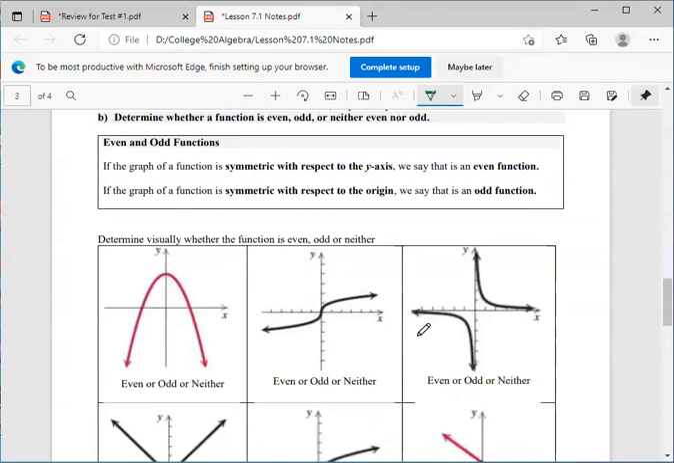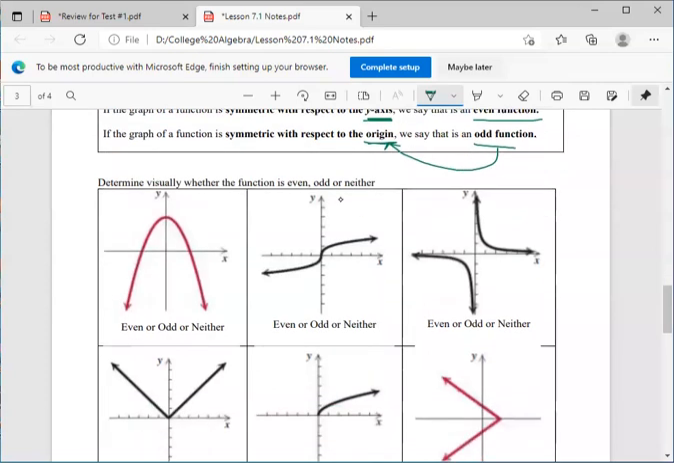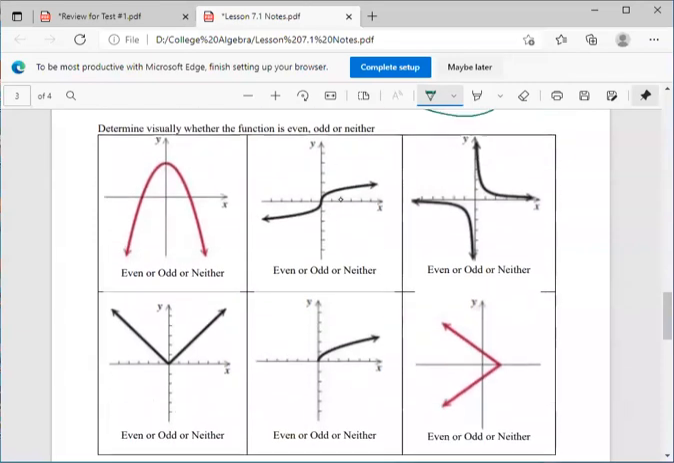Okay, so these words are important. Sometimes functions can be even, sometimes they can be odd, or sometimes they can be nothing. If a function is even, it is symmetric across the y-axis. If a function is odd, it is symmetric across the origin. If it is symmetric across the x-axis, it is nothing. We don't care. So if you get one that's symmetric across the x-axis, the answer is going to be nothing. Okay, so y is even, origin is odd.